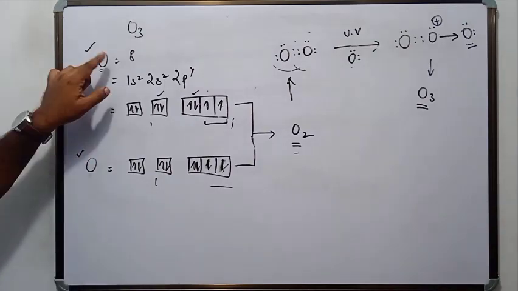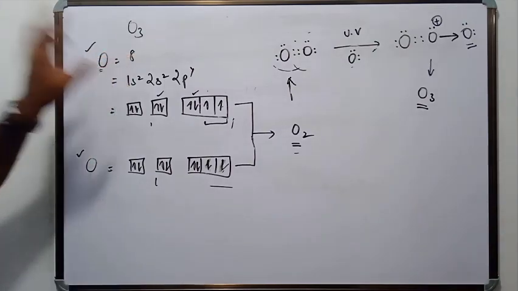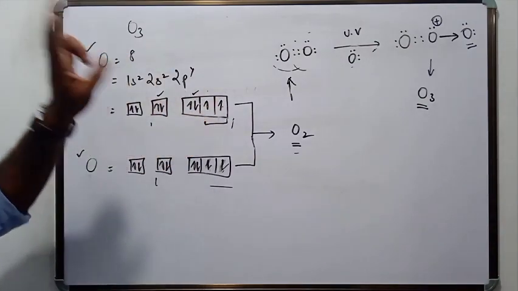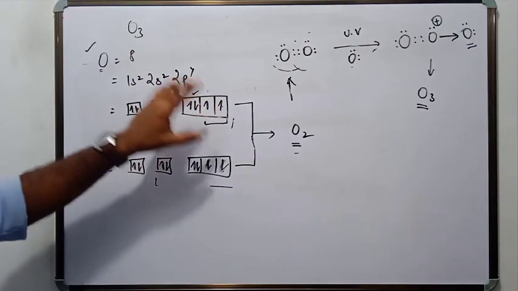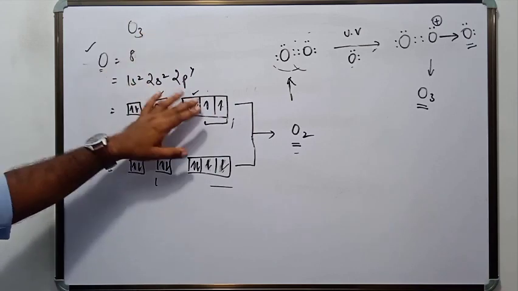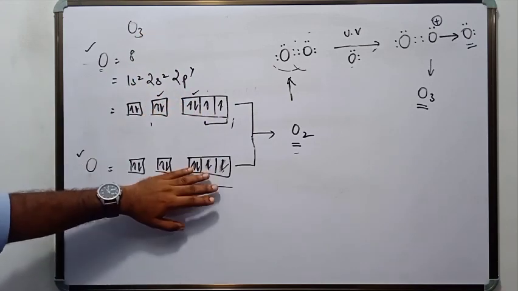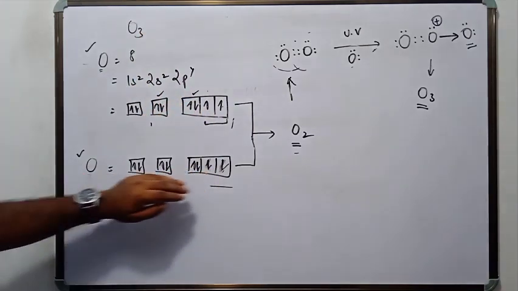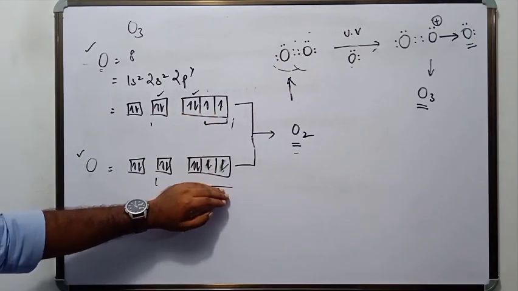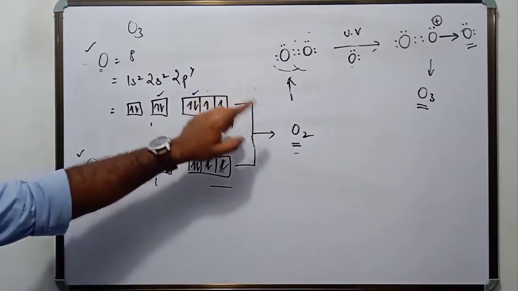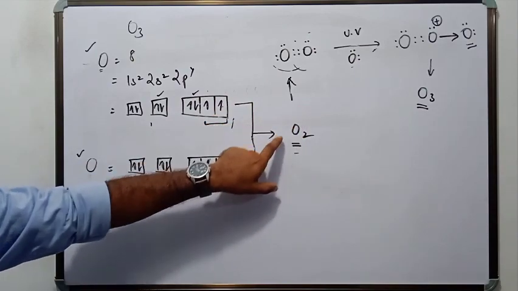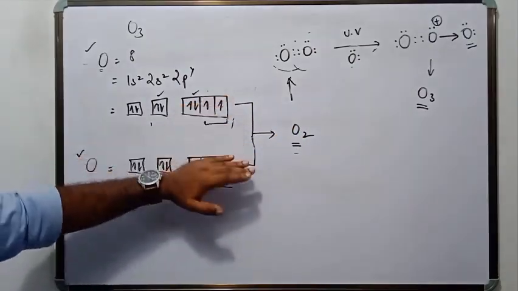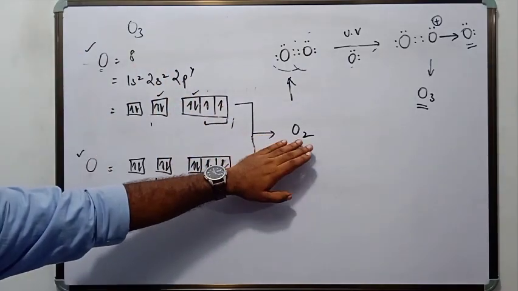What I said is that oxygen's atomic number is 8. The valence electrons are 6. It needs to get 2 more electrons to complete its octet. So it will go for mutual sharing of electrons with another oxygen atom, with the corresponding orbitals. It will form O2. O2 is a stable molecule. It has got inert gas configuration, because both the oxygen atoms have achieved their octet configuration.